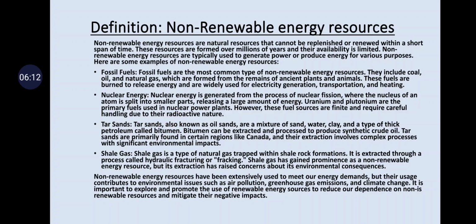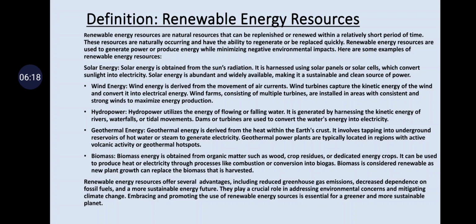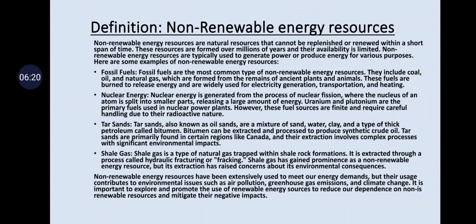Then there are tar sands. Tar sands, also known as oil sands, are a mixture of sand, water, clay, and a type of thick petroleum called bitumen. Bitumen can be extracted and processed to produce synthetic crude oil. Tar sands are primarily found in certain regions like Canada, and their extraction involves complex processes with significant environmental impacts.